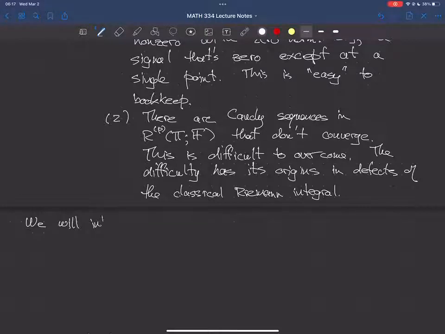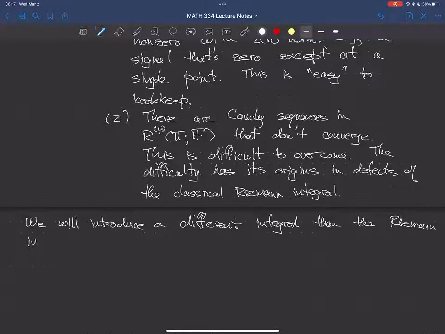We will introduce a different integral than the Riemann integral. And this is called the Lebesgue integral.